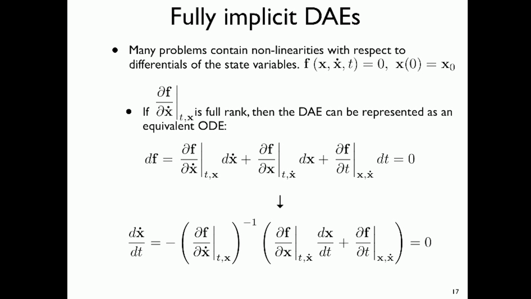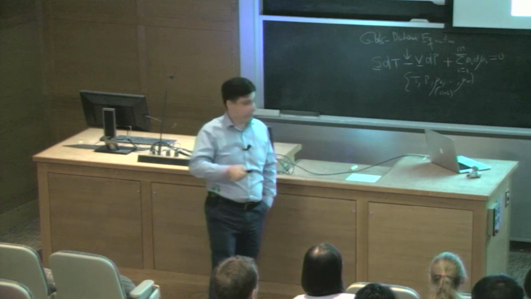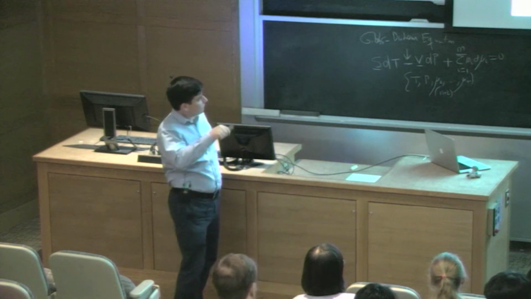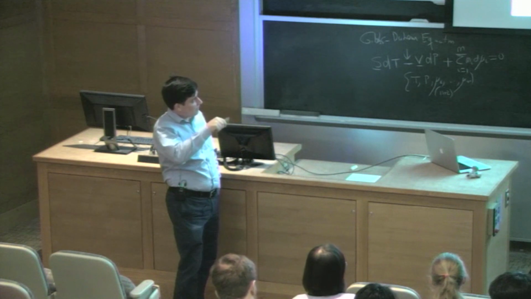The total differential of f is the Jacobian with respect to x dot times the change in x dot, plus the Jacobian with respect to x times the change in x, plus the partial derivative of f with respect to time times the change in time. And this total differential has to be equal to 0 because f is equal to 0 for all states in time. Okay? So let's divide by dt, right?